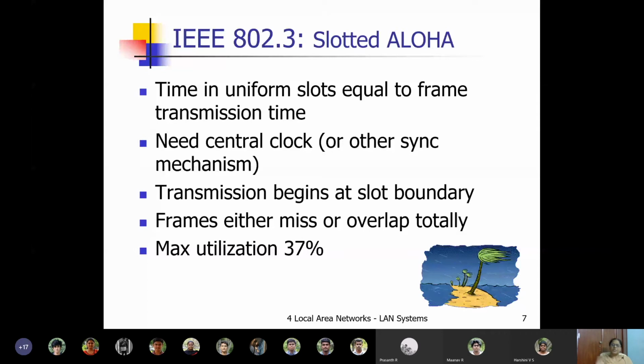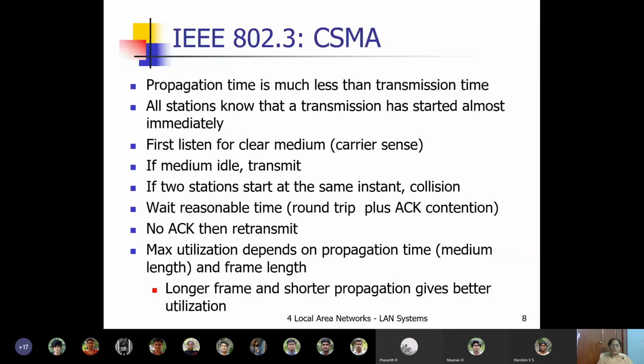Before transmitting, I'll see if the medium is free. At the 0th second, I'll see. If some other station is transmitting, I'll refrain from transmitting. Again, at the beginning of the 15th second, I'll see if the medium is free. If it is free, I will transmit. If it is not free, again I will wait. So that is the slotted Aloha protocol.